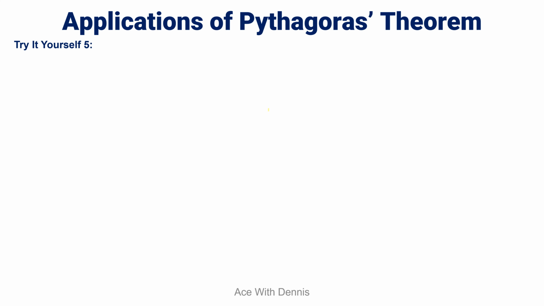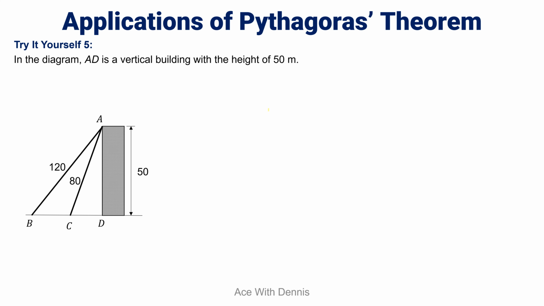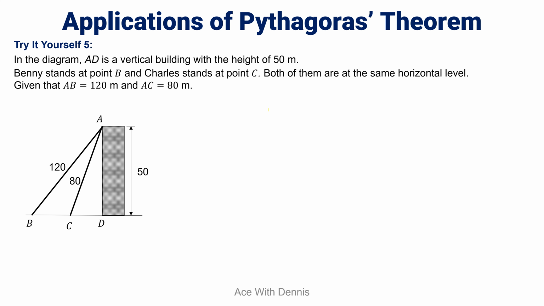Try it yourself. 5. Given this diagram, in the diagram AD is a vertical building with the height of 50 meters. Benny stands at point B and Charles stands at point C. Both of them are at the same horizontal level. Given that AB equals 120 meters and AC equals 80 meters. Find the distance between Benny and Charles, correct to three significant figures. You can pause the video and try to do it yourself.